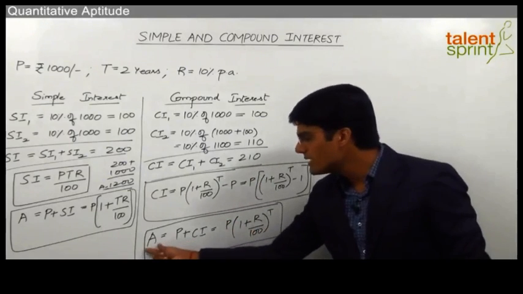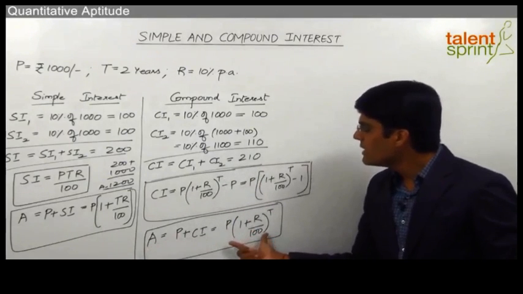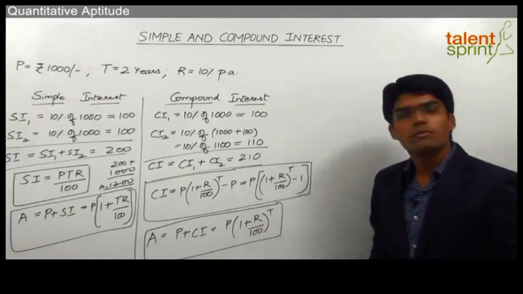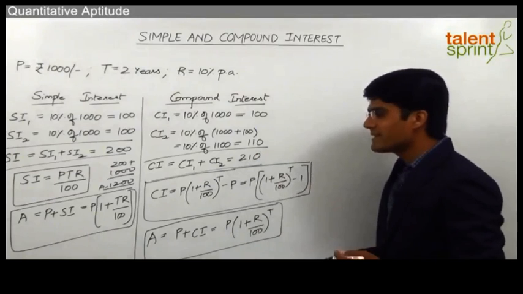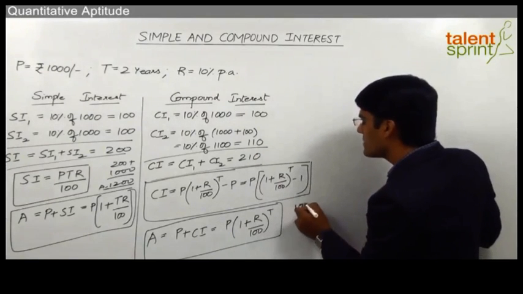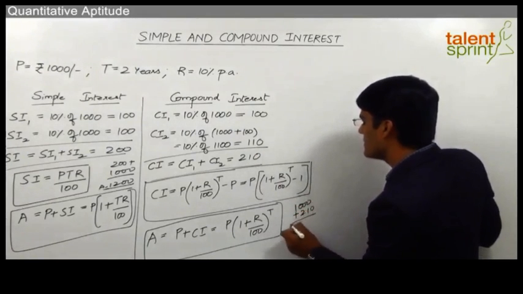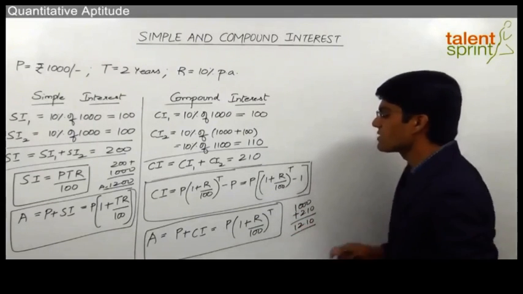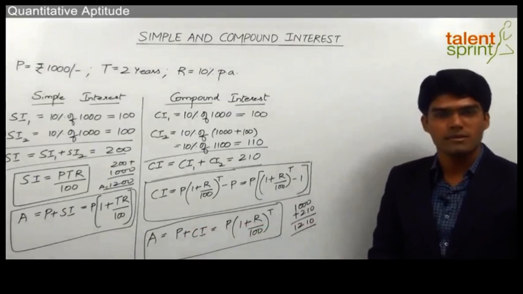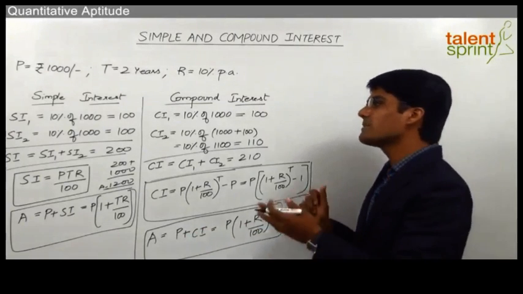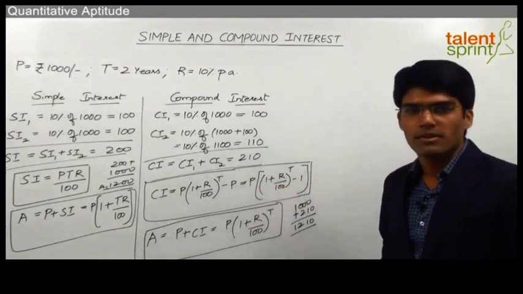So the total amount in case of CI will be P into (1 plus R by 100) whole to the power of T. So here the interest is going to be 210 as discussed and the total amount will be 1000 rupees plus 210, that is equal to 1210 rupees. So when we use the values in the second formula here, our answer will be 1210 rupees. So this is the difference between simple interest and compound interest calculation.